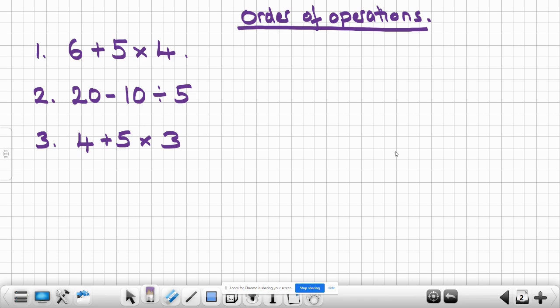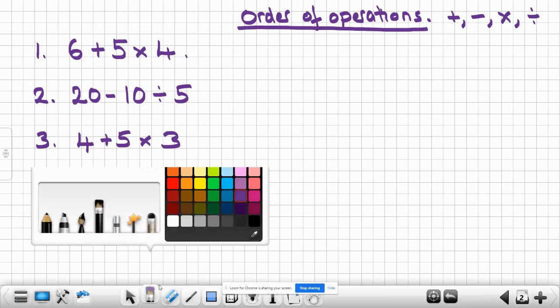But in fact, we have to have this order that operations are done, because otherwise we could get two different answers. And of course, in examples like this, we are looking for a particular answer. So let's try and make this clear. By operations, all that means is some kind of calculation. So these are our four main operations: adding, subtracting, multiplying, and dividing. And this is the order that they need to be done in.